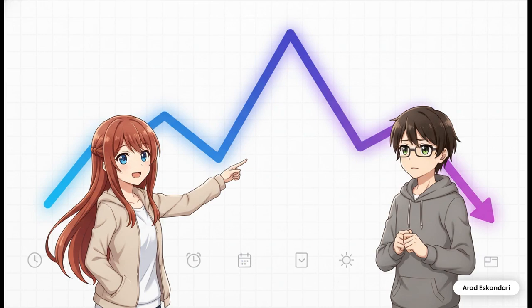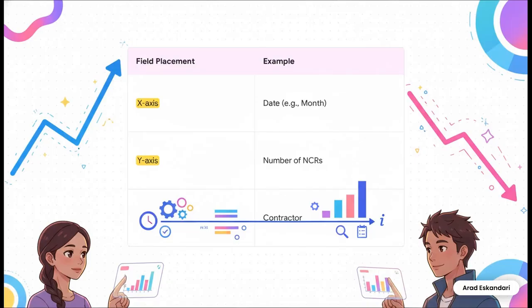Next up, the line chart. Look, anytime you want to see how something is changing over time, are sales going up, are issues going down, is performance flat, the line chart is your absolute best friend. It's all about spotting those trends. And the setup? Just as easy. Your date or your time period always goes on the x-axis, and the number you're tracking goes on the y-axis. And boom, instantly you can see if your monthly non-conformance reports are trending up or down.